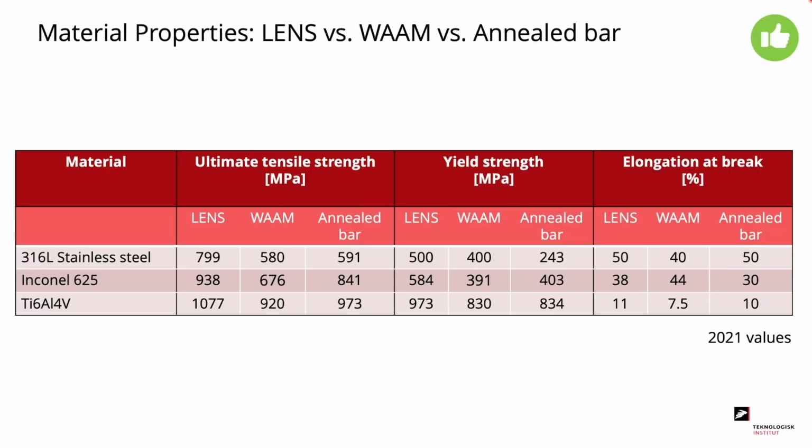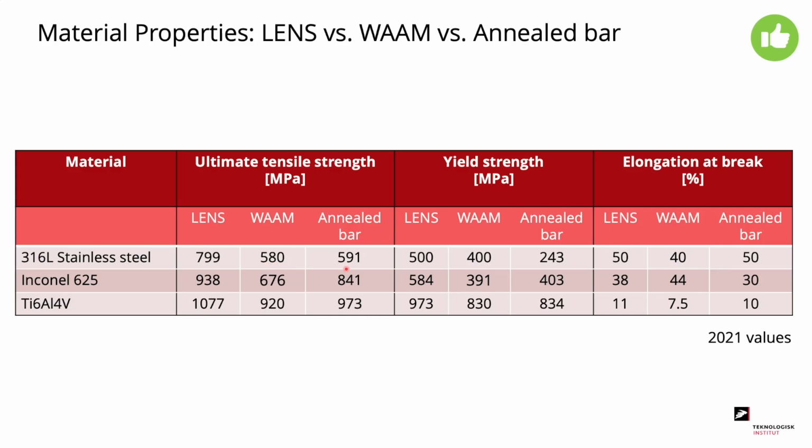On this slide, we are comparing the material properties of the LENS process, the WAM process, and a conventionally annealed bar. The general material properties of three typically used materials, namely 316L stainless steel, Inconel 625, and titanium 6 aluminum 4 vanadium, are better when you are using the LENS process to manufacture your part as compared to the annealed bar. On the other hand, they are worse when you are using WAM to produce your part as compared to the annealed bar.